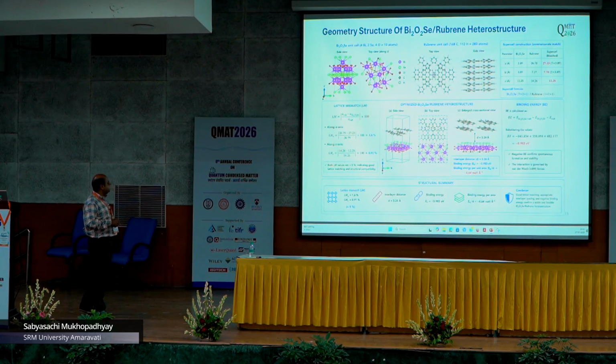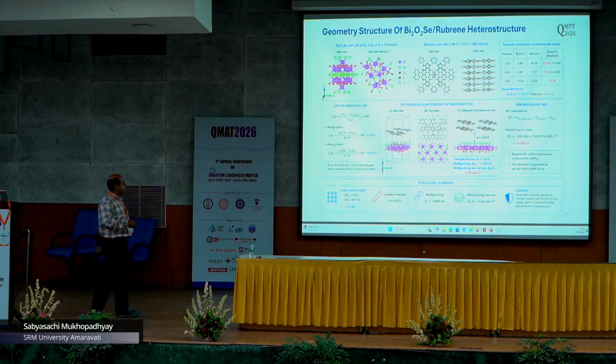Along the x-axis, when we make the sheet of the two-dimensional inorganic material, we find the lattice mismatch is around 1.6%, and along the c-axis it is around 0.91%, which is reliable as per the publications we have seen on this topic.